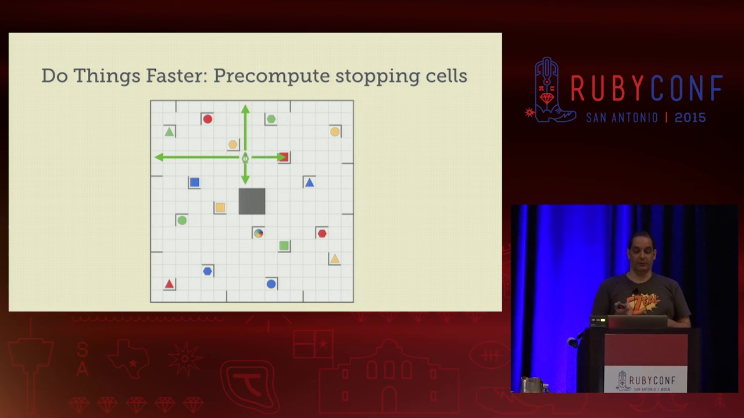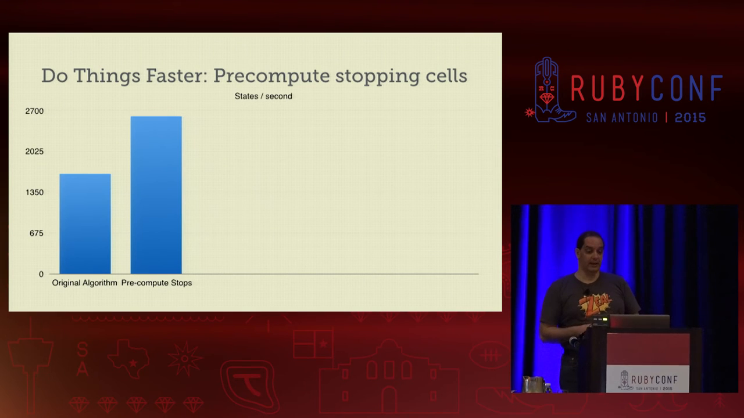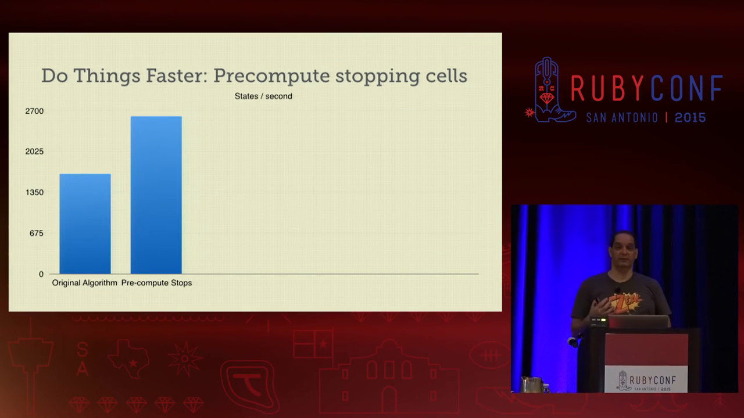So for example, the green cell right there, I would say, if I'm going to move up, I'm going to stop at the top wall, and if I'm going to move left, I'll stop at the other wall. I still have to look for robots being in the way, but at least this part of it is much faster. And certainly it was. This is the number of states processed per second. It was a factor of 1.5 or something like that. So I could process that many more states in the same amount of time. That was a pretty big speed up as well.